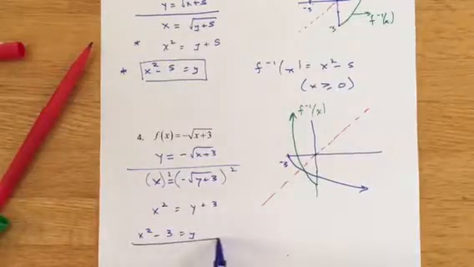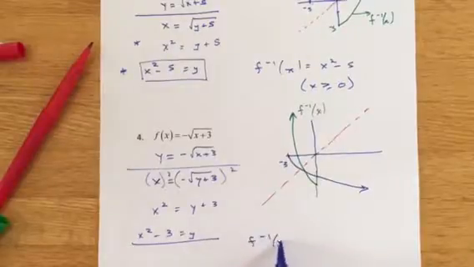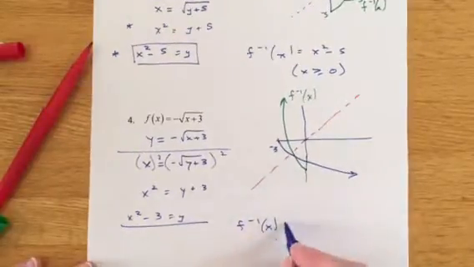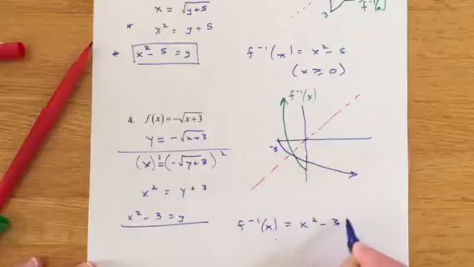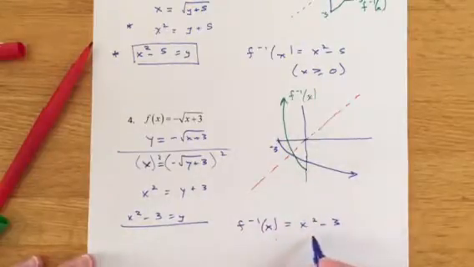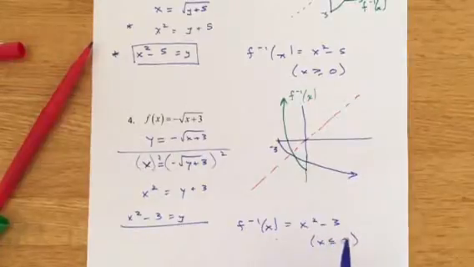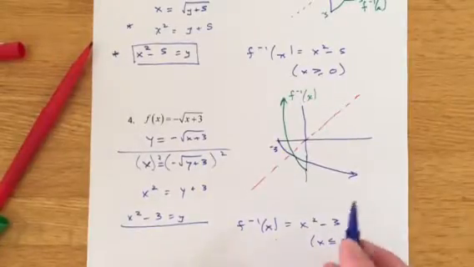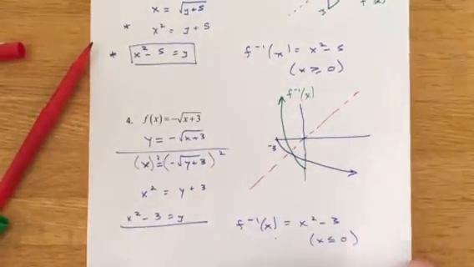Okay. But again, we have to be a little bit careful when we write our inverse function, f inverse of x. It is x squared minus 3, but again, we're only taking x's that are negative, or less than or equal to 0. Okay. And then we get the left half of the parabola that we need.